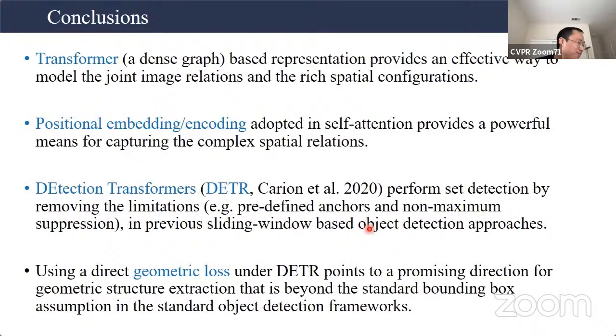So there's one question from the audience saying DETR has a problem with detecting small objects. Does the method based on DETR have the same problem? Does using cascade solve this problem?